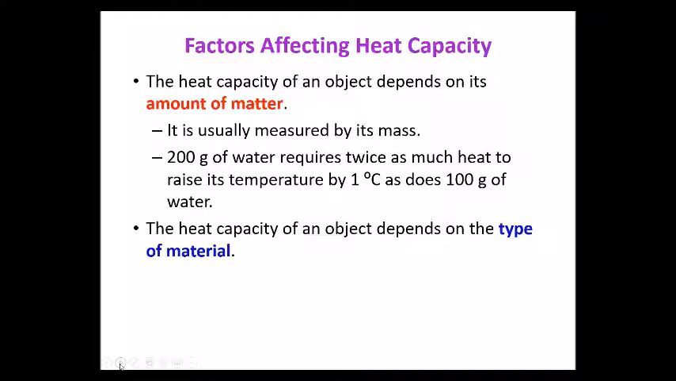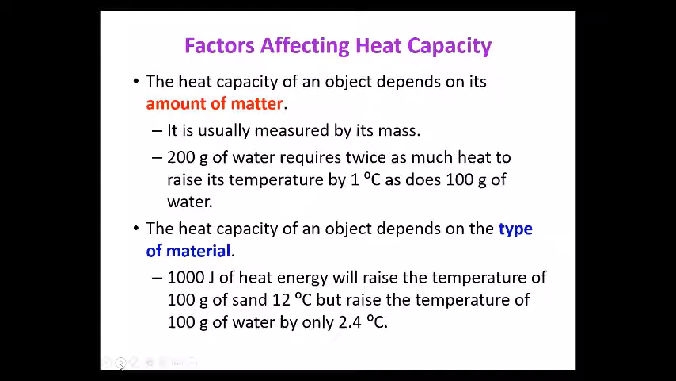Also the type of material. Each material has its own specific heat, its own heat capacity. So 1,000 joules of heat will raise the temperature of 100 grams of sand 12 degrees. Sand definitely has a lower heat capacity than water. But 1,000 joules, again, to raise the temperature of 100 grams of water would only be 2.4 degrees, because water has the higher heat capacity. So keep that in mind.